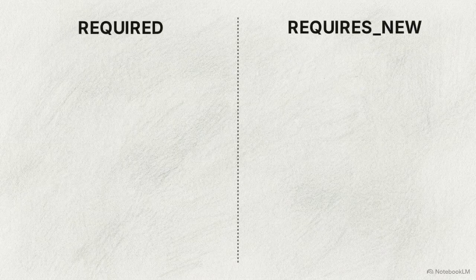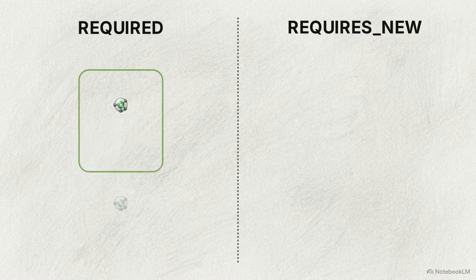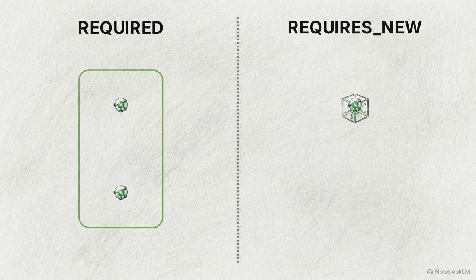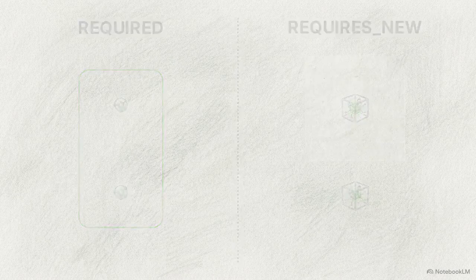Here is the classic transaction trap. Look at this side-by-side boundary comparison. The default REQUIRED propagation forces an inner method to join the existing transaction, but REQUIRES_NEW suspends the active transaction and creates a completely independent boundary.